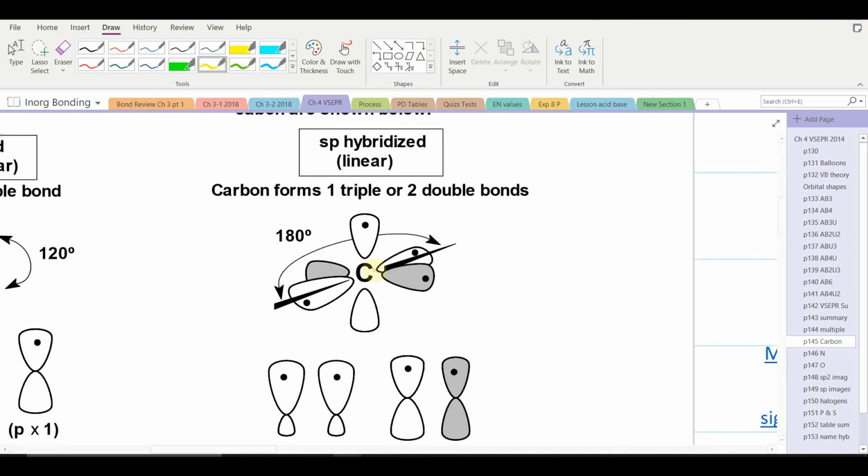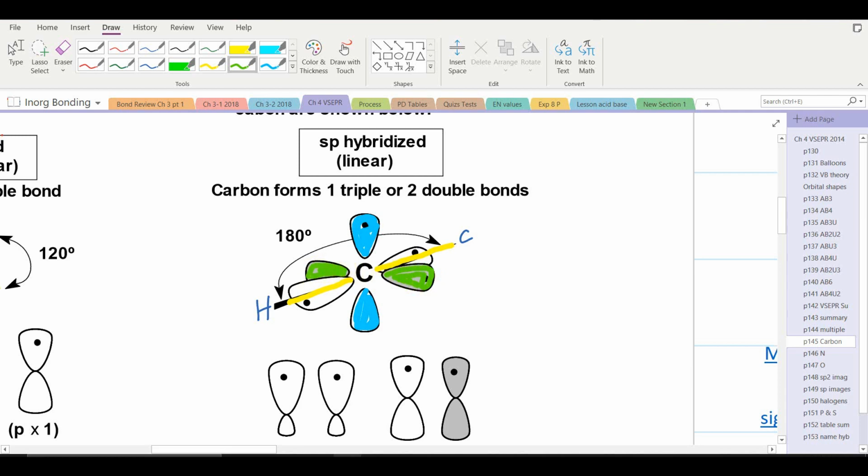Here's one of the sp hybridized orbitals and here's the other one. One will be bonded to hydrogen, the other will be bonded to the other carbon. And then we have this unhybridized pz orbital that sits above and below the plane of the sigma bond. And then we have a second unhybridized orbital. Let's say this is the py orbital sitting to the side of the plane of the sigma bond.